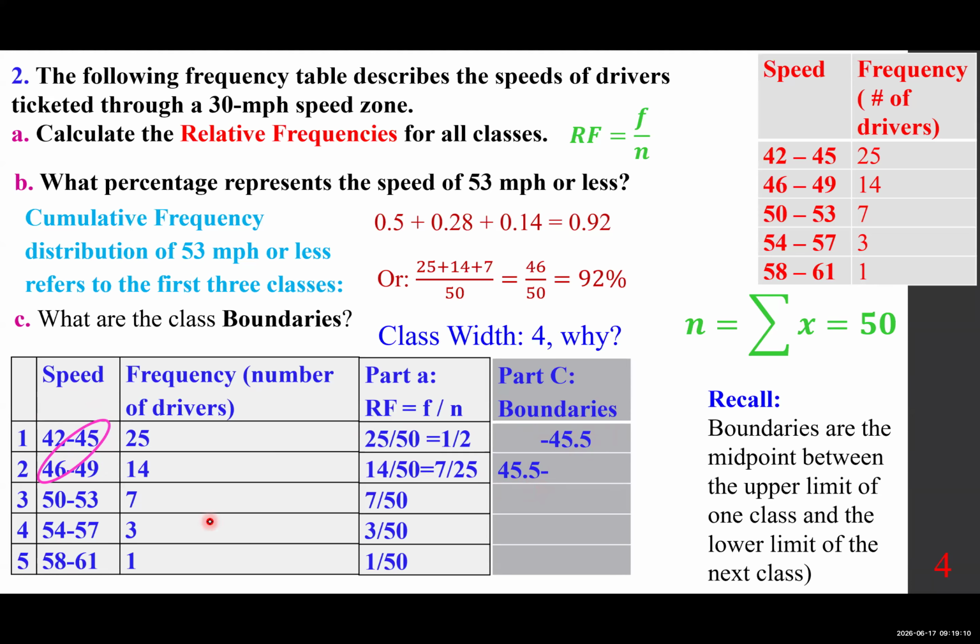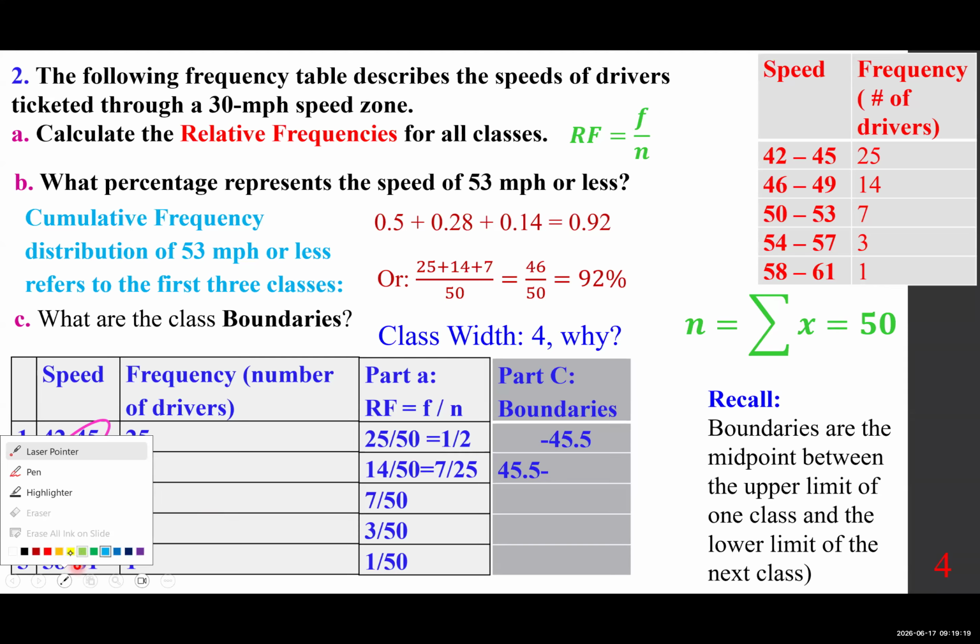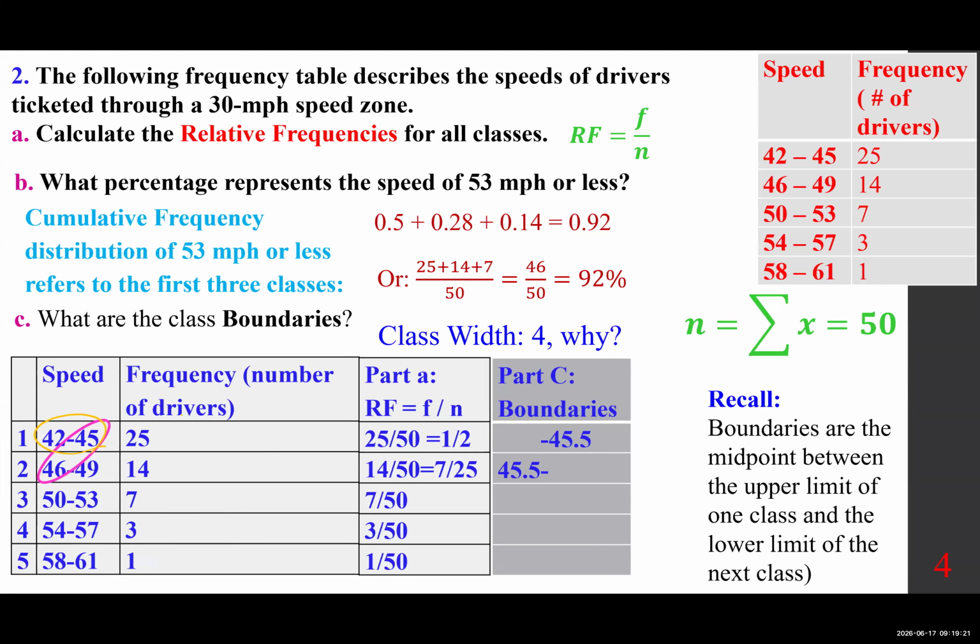The width is 4. Okay. Why is the width 4? There are many different ways. Let me just do it two different ways. One of them is, over here, 45 minus 42 plus 1. Remember, upper limit minus lower limit plus 1. Or just pick any two, it doesn't matter.